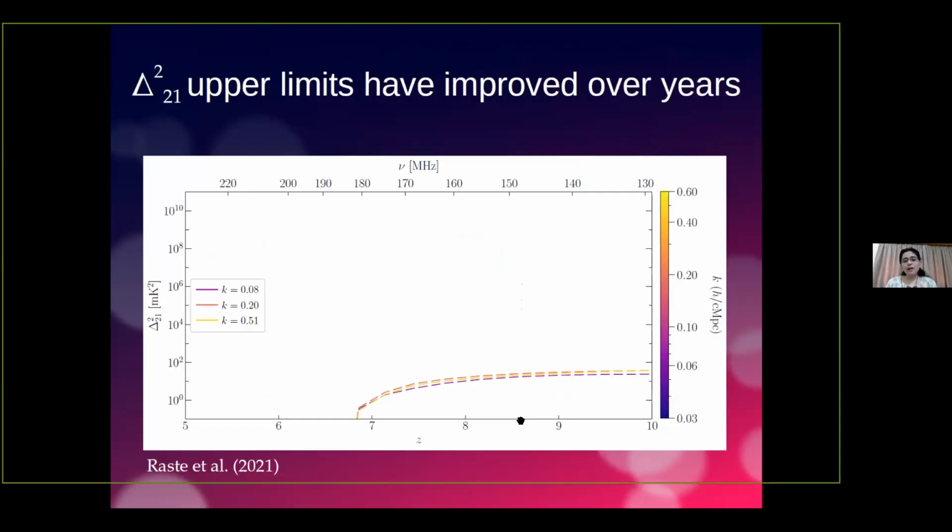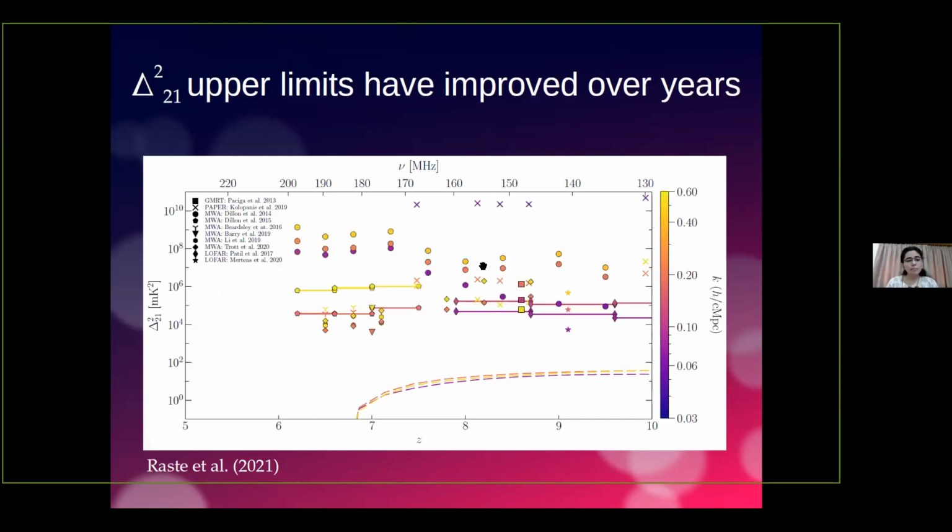Now let us see what the current observational limits are. Here I have shown the brightness temperature power spectra evolution from redshift 10 to redshift 5. And this is for the early reionization model, which ends at redshift 6.7. And I've shown three k values. The first one is at 0.08 h per megaparsec, which corresponds to the purple line. Then red, which is 0.2, and the yellow line, which corresponds to 0.5 h per megaparsec.